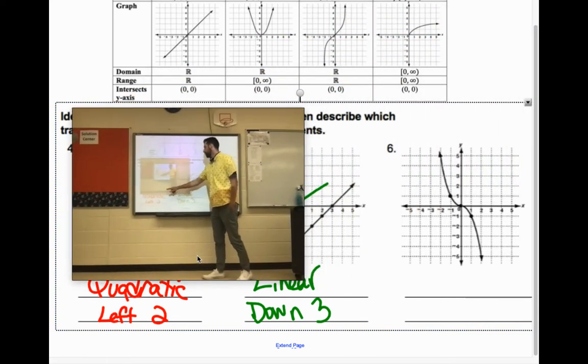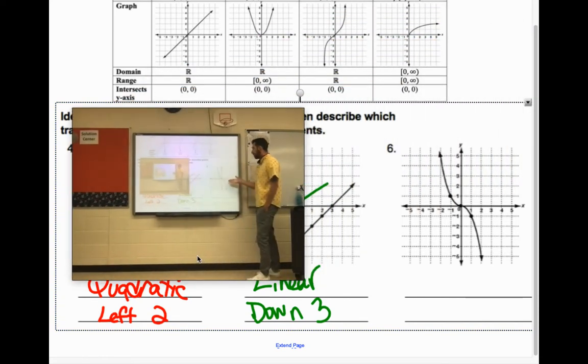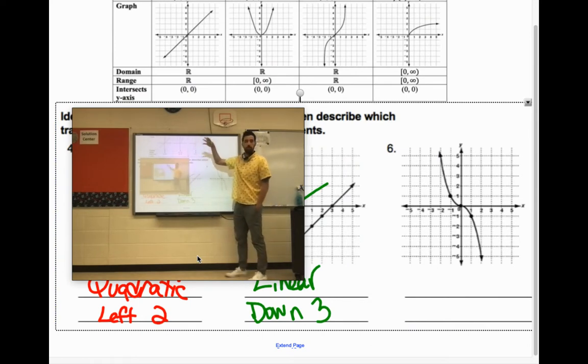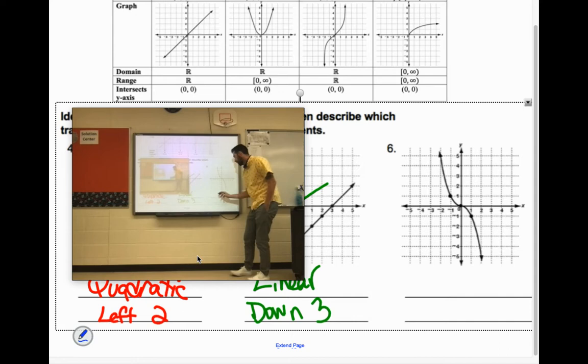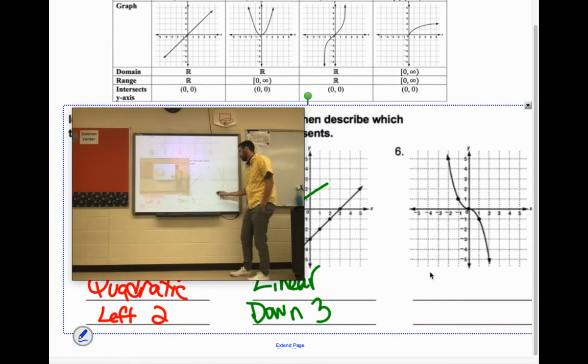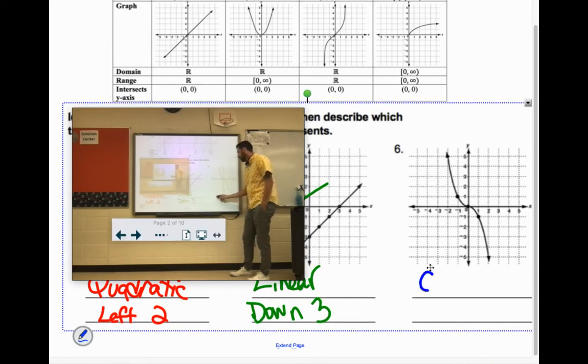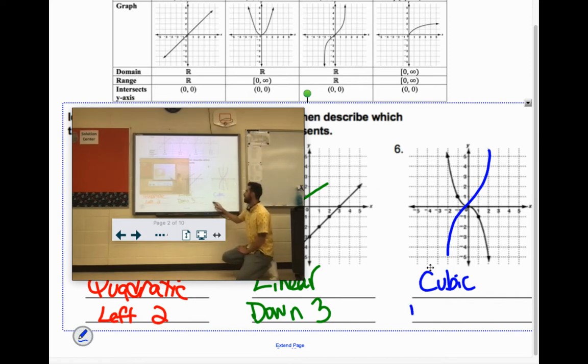All right, let's take a look at this last one. Okay, so I see this is one of those snaky looking ones, which is to the 3rd power. So we'll say cubic. But remember, a typical cubic goes up and to the right. This one goes down and to the right. So we will say reflected.